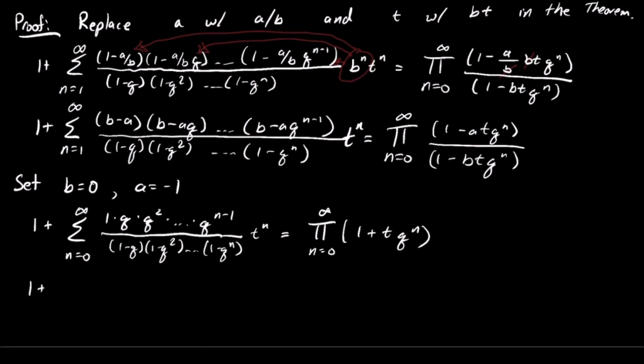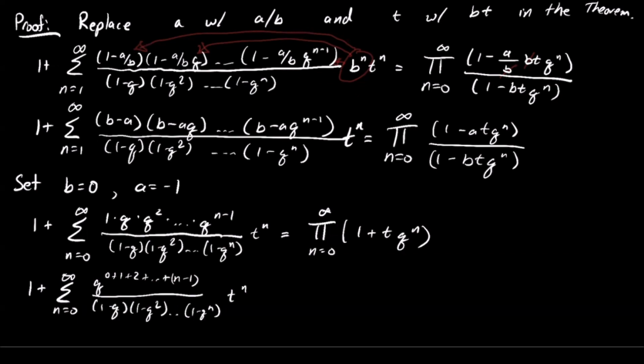So this numerator right here becomes 1 plus the sum, n goes from 0 to infinity, of q to the 0 plus 1 plus 2 plus ... plus n minus 1, over 1 minus q, 1 minus q squared, up to 1 minus q to the n. So I'm just combining all the powers of q in my numerator. And the product side, again, I'm not touching. I'm going to leave this be, because it's already our desired right-hand side, so we don't have to do anything here.